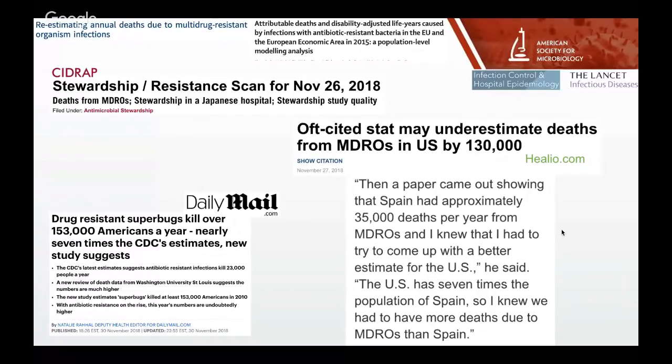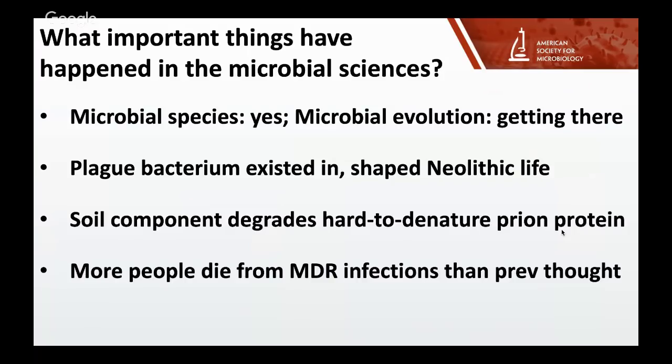And here they spoke with the lead author, who said that then a paper came out showing that Spain had approximately 35,000 deaths per year from multi-drug resistant organisms. I knew I had to come up with a better estimate for the US. The US has 7 times the population of Spain, so I knew we had to have more deaths due to MDROs than Spain.